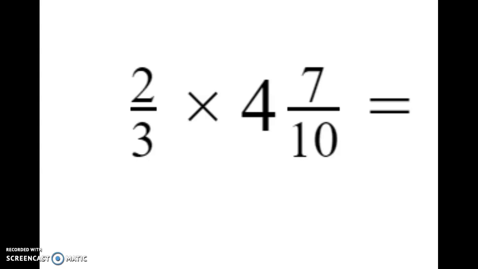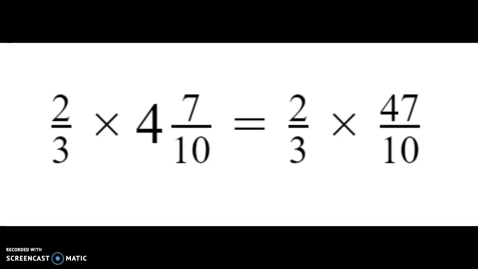Here's another one for us to try. 2/3 times 4 and 7/10. In this particular one, we've got the mixed numeral on the right-hand side of the multiplication sign. Again, remember, it doesn't matter where it is because of the commutative property. As you've noticed from the second part of the equation, we have retained the 2/3 in the first position, put our multiplication sign down, and then we've taken our mixed numeral and changed it into an improper fraction, 47/10.